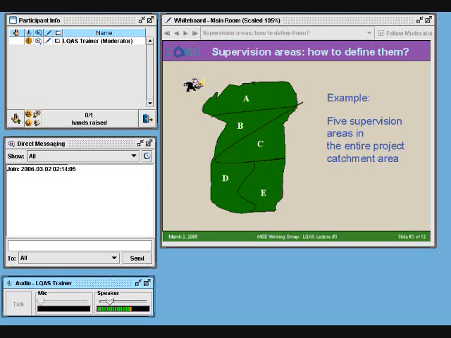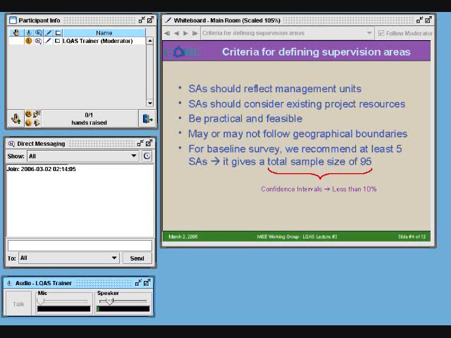Going back to our initial example from lecture number 1, here we have a representation of an entire project catchment area that has 5 supervision areas identified as A, B, C, D, and E. But the question is, why 5? Let's take a look at the criteria used for defining supervision areas.